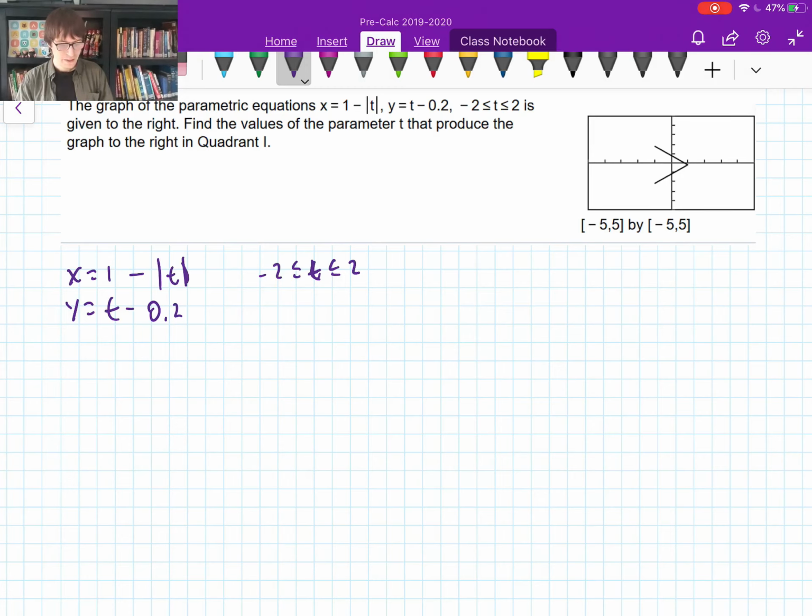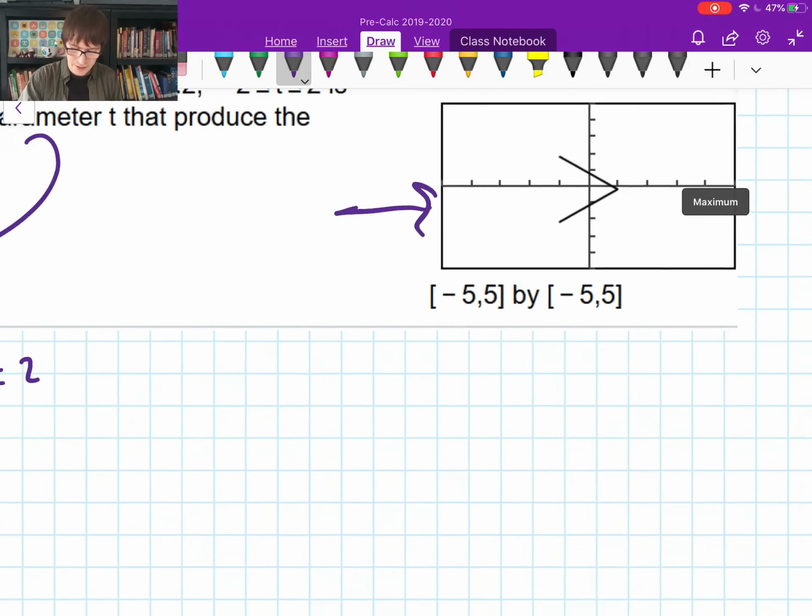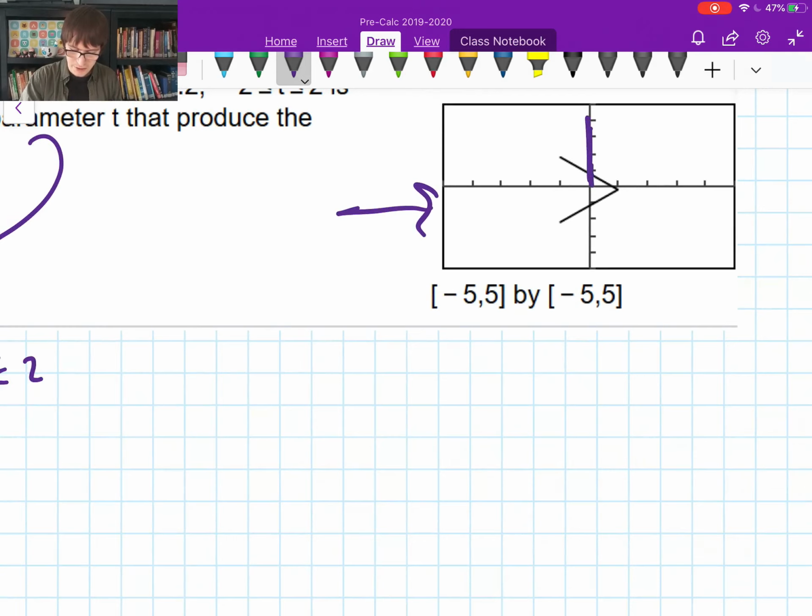Okay. So now we need to figure out what values of the parameter, which is t, will produce the graph on the right in quadrant 1. We want this graph here, but we want it only in the first quadrant.